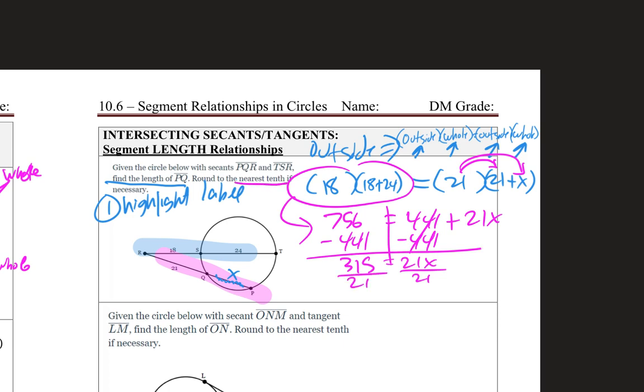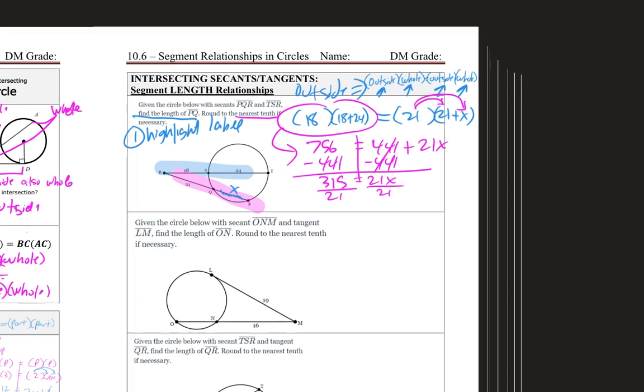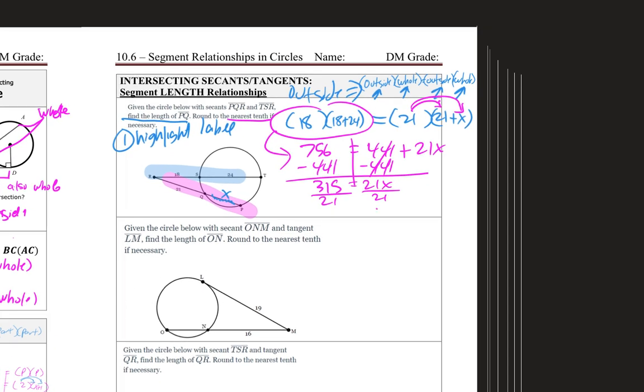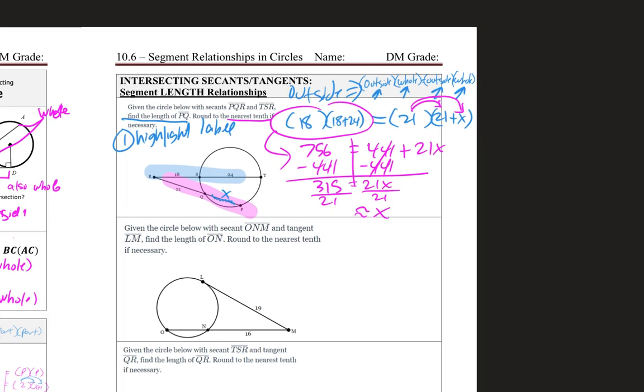It says round to the nearest tenth if we don't get a whole number. So let's do that. X is equal to 15, right? So it is a whole number, all right? So that's our answer. X equals 15. Okay, so all we have to do is set it up. When it's on the outside, we set up that outside times whole equals outside times whole. All right, let's keep it moving.